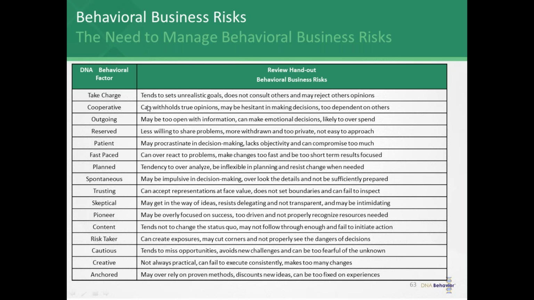In reviewing this table, what we do in the report is provide the insight on the person's two strongest behavioural traits. For me, I am skeptical, so this would be highlighted: I might get in the way of ideas, resist delegating, not be transparent, and maybe be intimidating. And I'm a pioneer: I might be overly focused on success, too driven, and not properly recognise the resources needed to achieve the goals. So each of us will have two stronger traits that we report on in the workplace operations report.